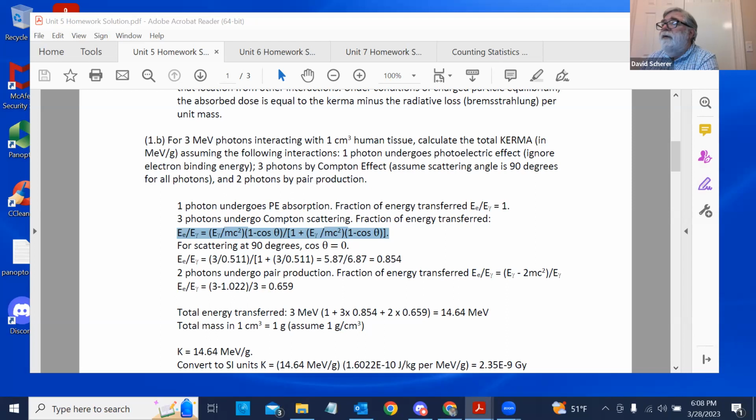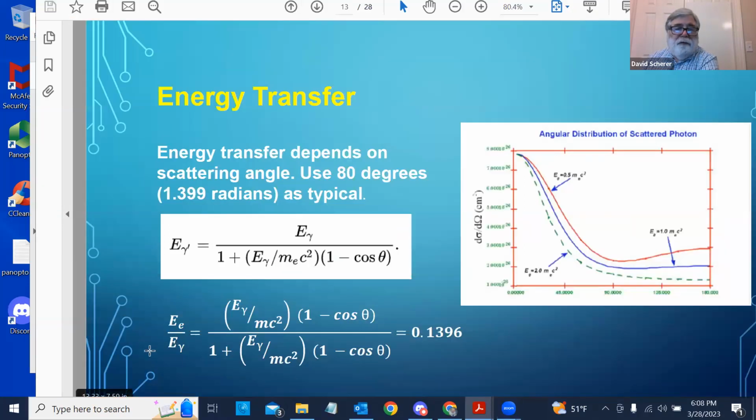In Compton scattering, it's this equation, right? This is the energy transferred to the electron divided by the energy from the initial photon. Okay, and when theta is equal to 90, cosine theta is 0, so that made it a little bit simpler. I think that's why 90 degrees was selected.